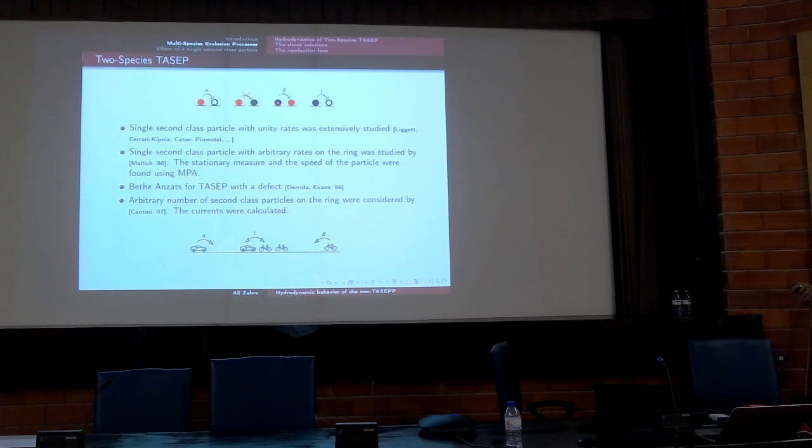So this is the first class particle jumping on the black. First they jump on the void, so with rate 1. They jump on the second class particle with arbitrary rate beta, and the second class particle jumps on the void with arbitrary rate alpha.